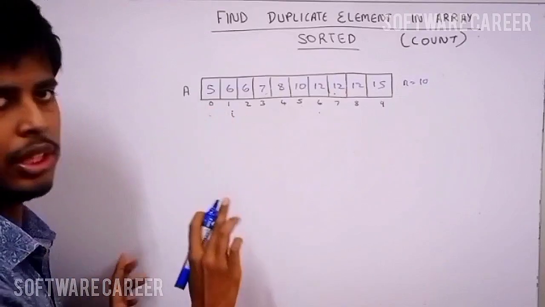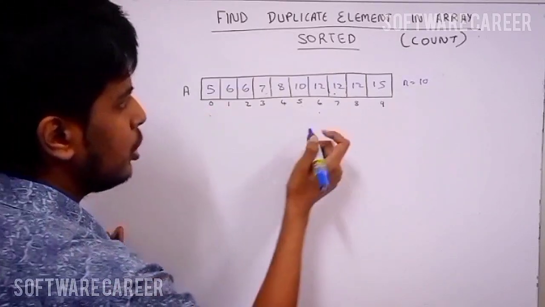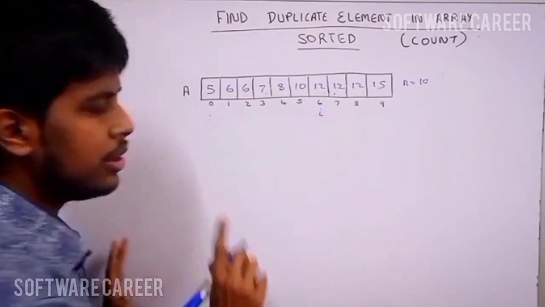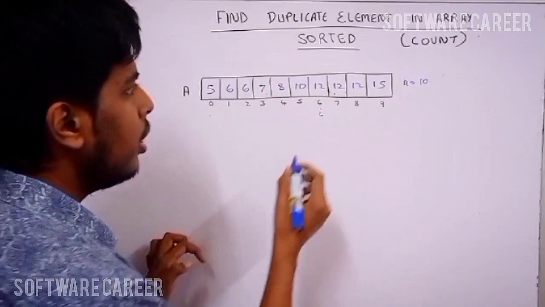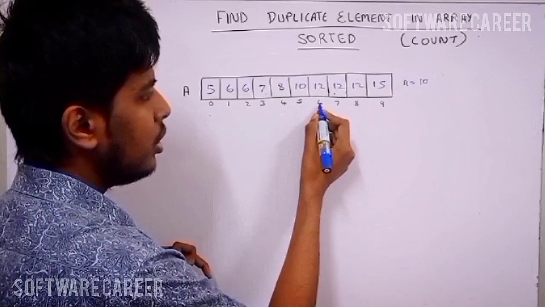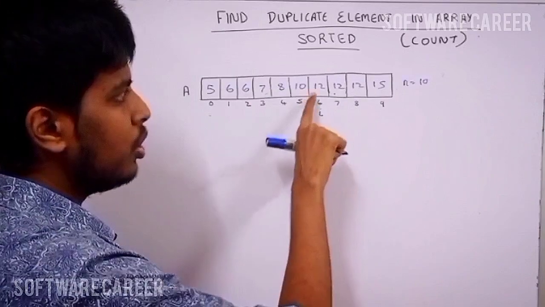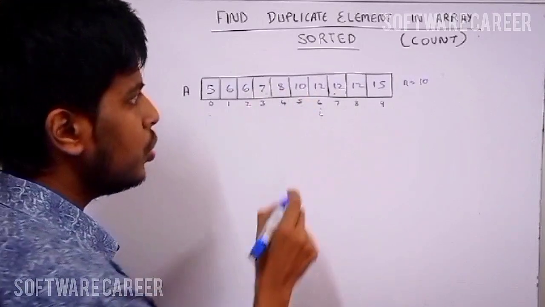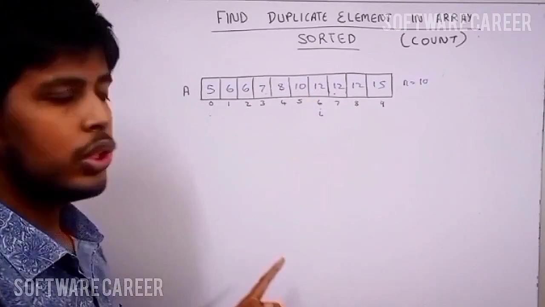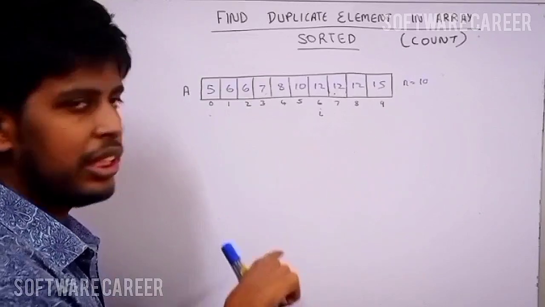That is print a of I. Now suppose I is at this position. Suppose I is at 6. Now let's see. Now check whether a of 6 equals a of 7. Yeah, both are equal. Both are 12. So you should print, and you should also tell how many times 12 is repeating.